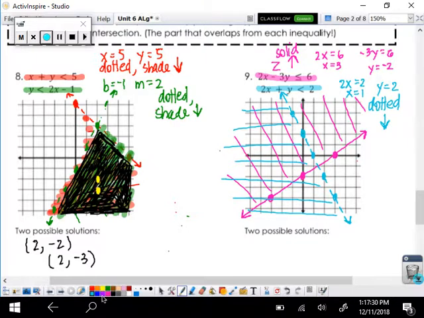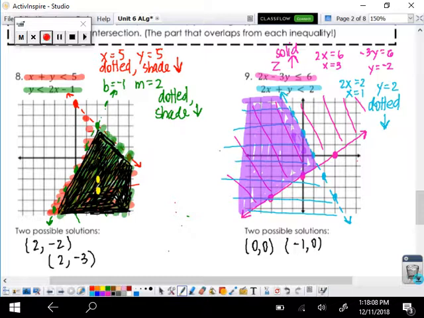So think, where does the pink and the blue intersect? I'm going to highlight in purple because pink and blue mixed together gives us purple. That section is all right here. Okay. Now possible solutions. So easy points I see 0, 0. -1, 0. Very, very simple.